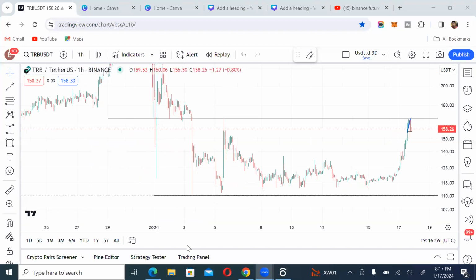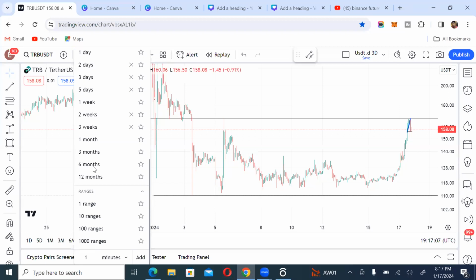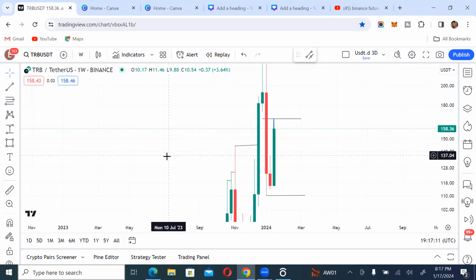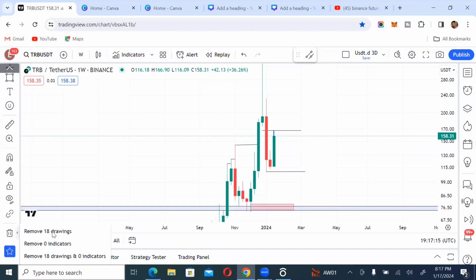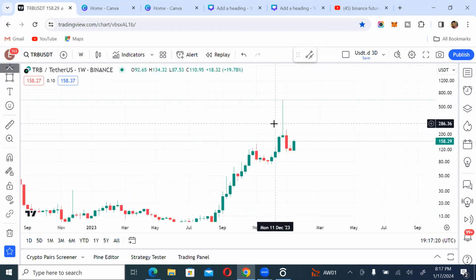So we want to analyze TROB. Let's go to the weekly time frame. In fact, let me remove everything here. This is TROB on weekly.